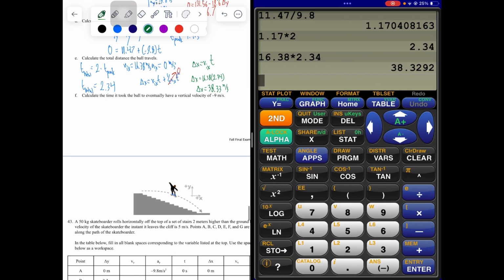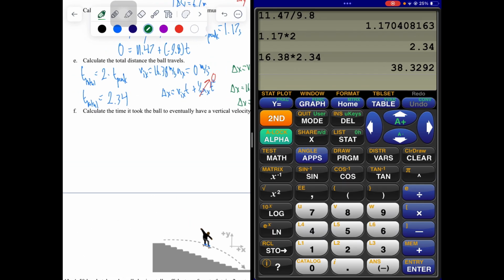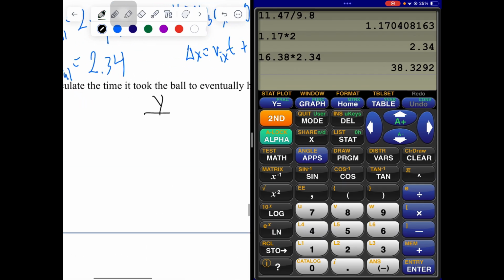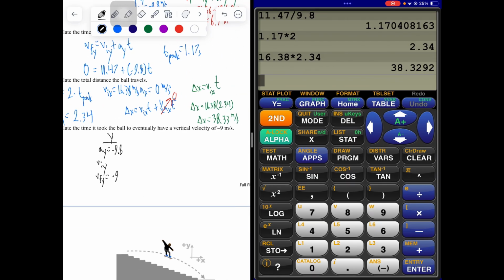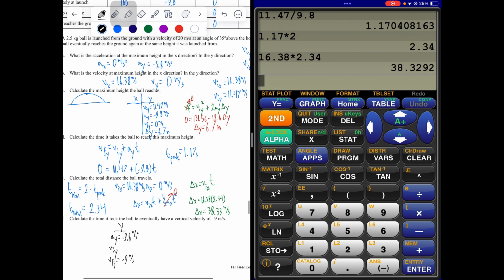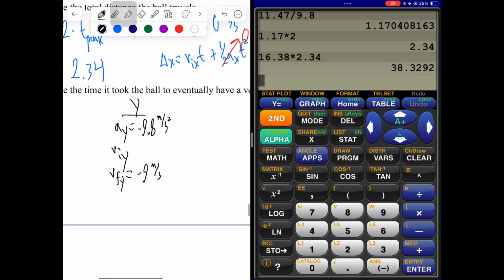Time it took the ball to eventually reach a vertical velocity of negative 9. Okay. Well, we want time. We're going to use our y variables. Acceleration, negative 9.8. Initial velocity in the y, final velocity in the y. Final velocity, we're looking for negative 9. Let's toss our units on there. Initial velocity in the y is 11.47.